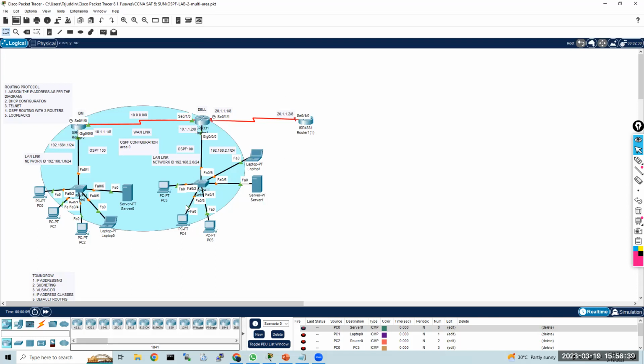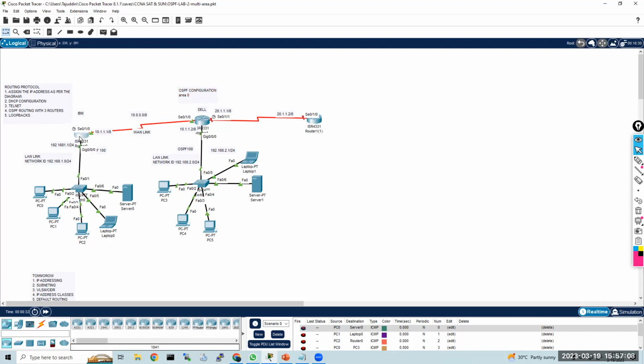Okay, so now I need to change this topology. Okay, guys, first understand how we can design this topology. The center router is your OSPF area 0. Okay, let's put it like this.